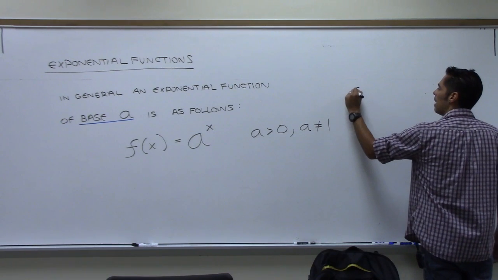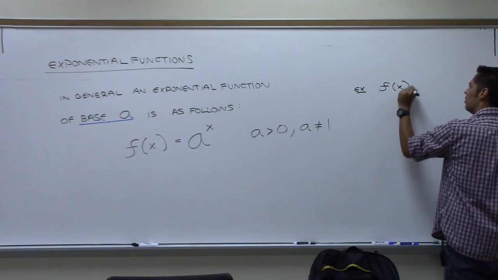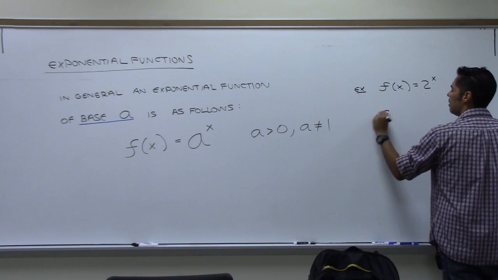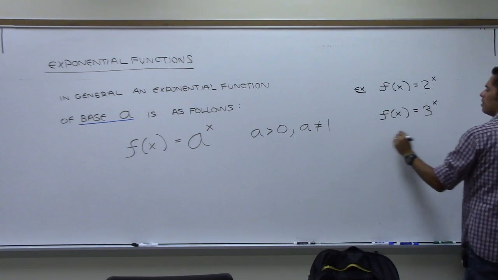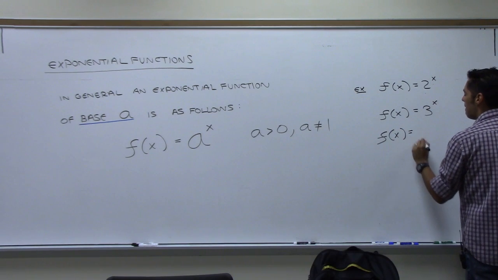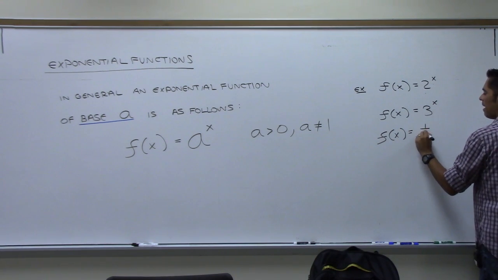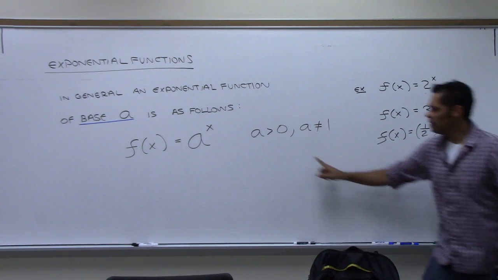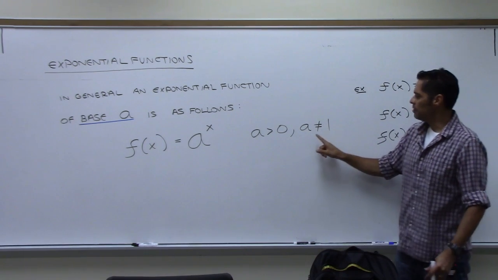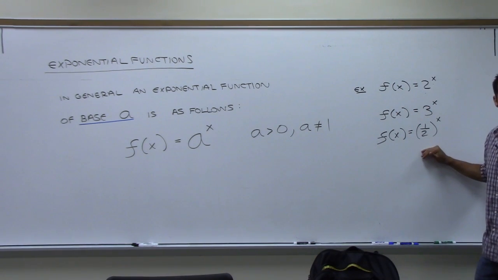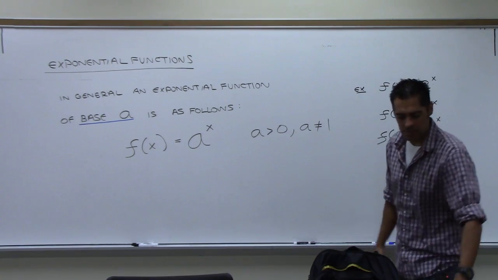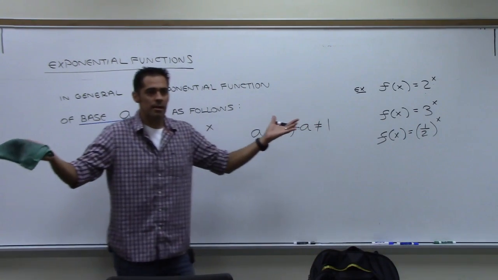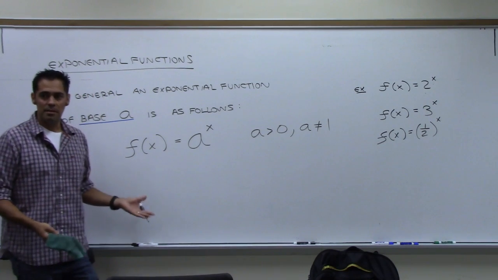So here are some specific examples. f of x equals 2 to the x. That's the one we just did with the folding paper. You could have another function, 3 to the x. You could have another function, how about this one? 1/2 to the x. These are all examples of exponential functions. Base 2, base 3, base 1/2. Is 1/2 okay to use? Well, is it bigger than 0? Sure. Is it not 1? Yeah, so that would work. So how many different exponential functions are possible? Infinitely many, right? As many numbers as you can think of, as long as they're positive and not 1.